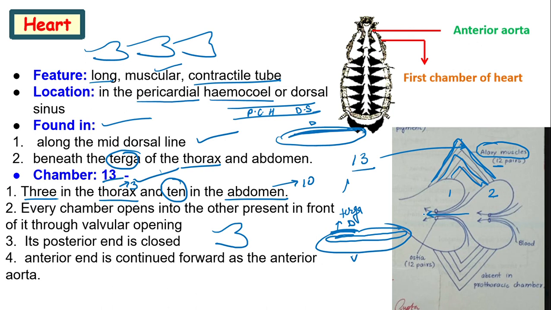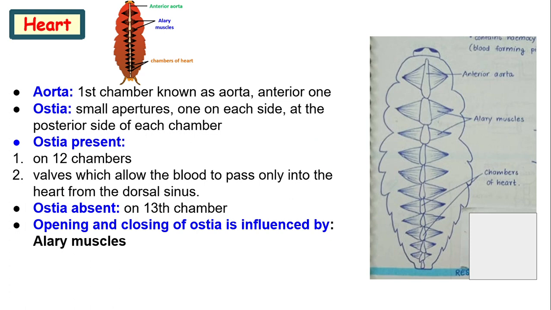What is present in the front chamber? Through the valvular opening. So here ostia is present and you will be having the valvular opening. Valve will be present over there. Now its posterior end is closed. If you see, the anterior end is open, which is connecting with another chamber, but the posterior end is closed, right? The anterior end continues in the forward direction as the anterior aorta. What is aorta? The first chamber we call it as aorta, right? Now aorta is nothing but the first chamber.